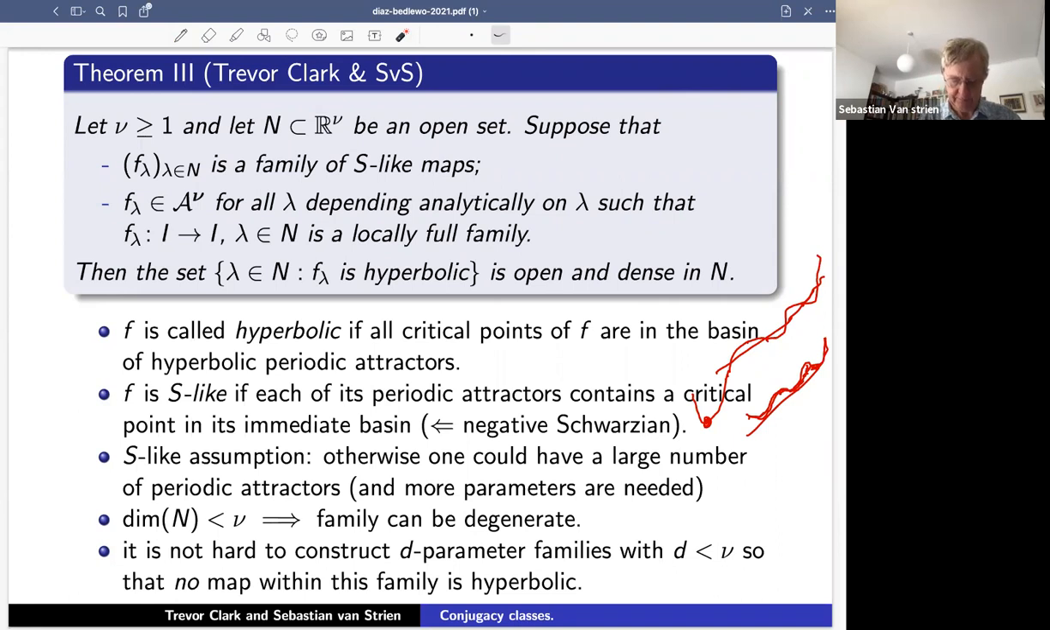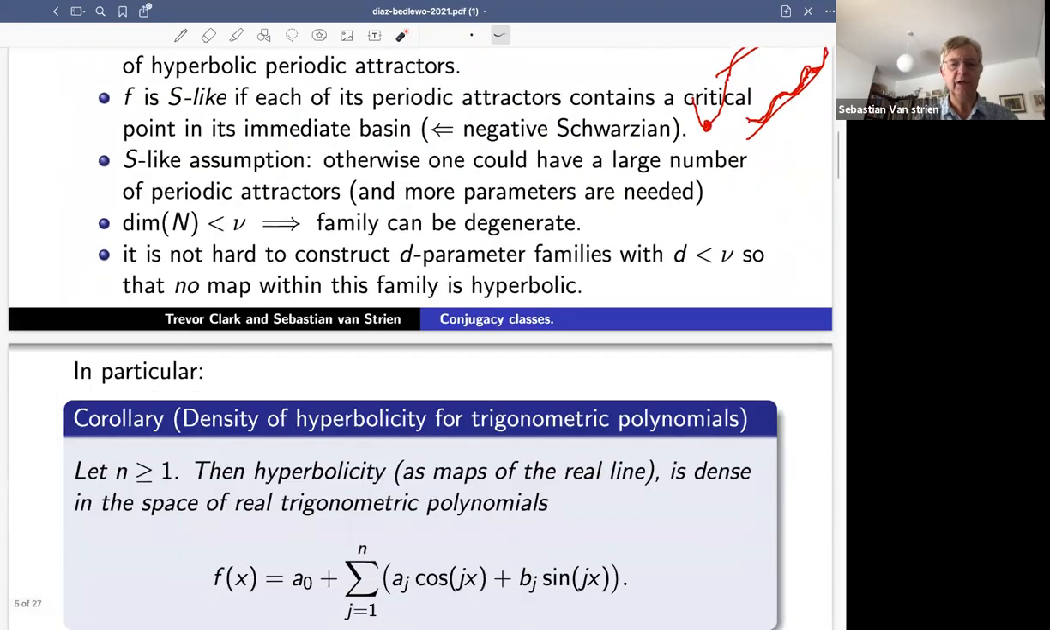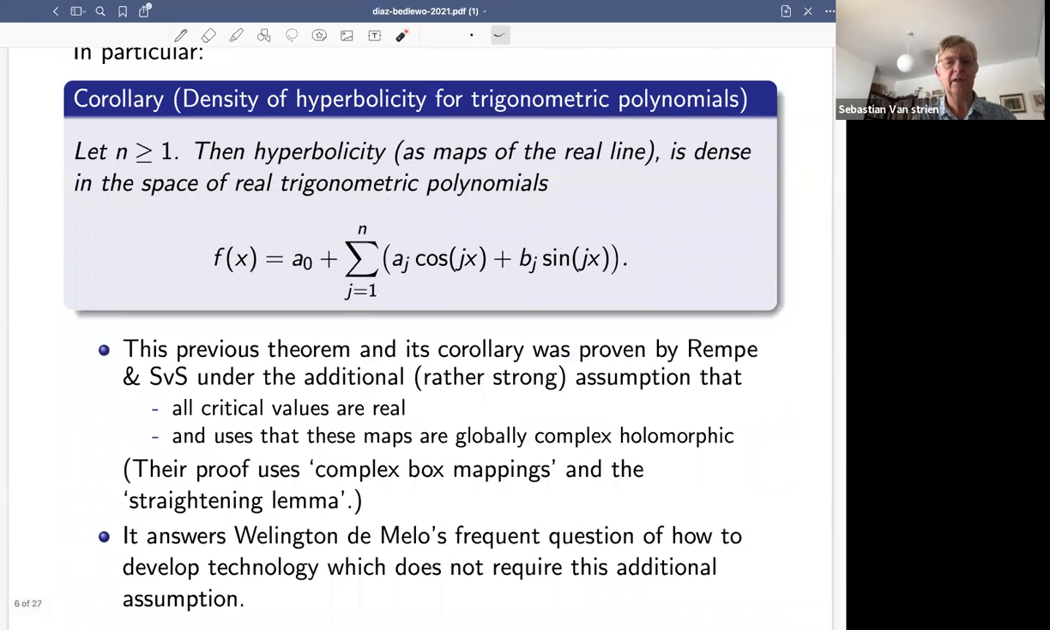And the assumption that this dimension is an open subset is because if you take a family of a lower dimension, you can create some persistency in it. You can make sure that, for example, one critical point maps to another critical point throughout the family, or some other degeneracy holds. And then you will not be able to create hyperbolic maps within this family. So that's the other statement.